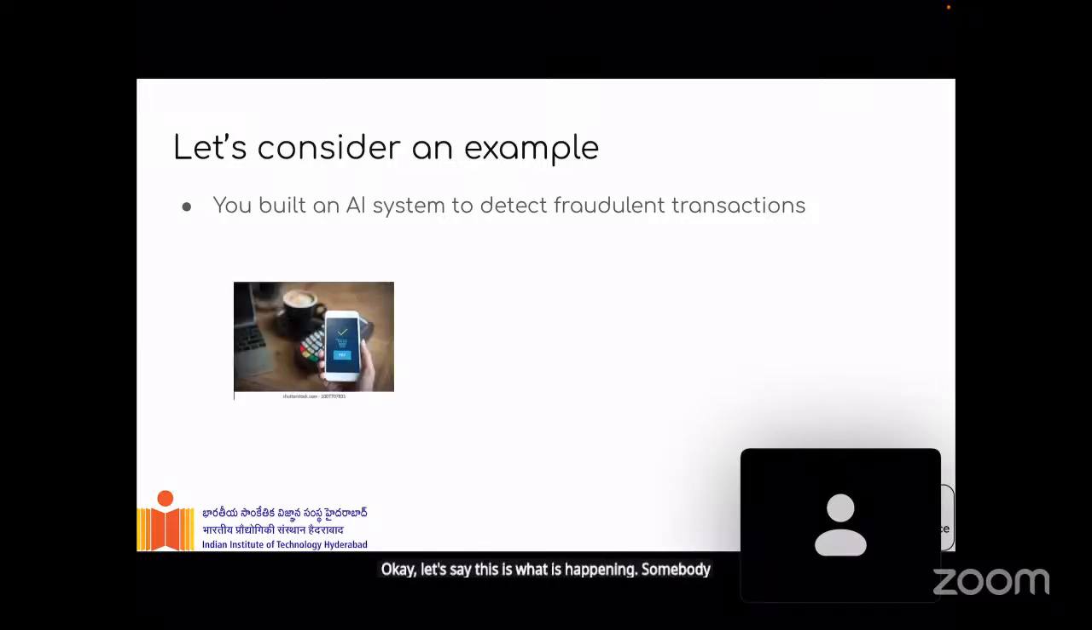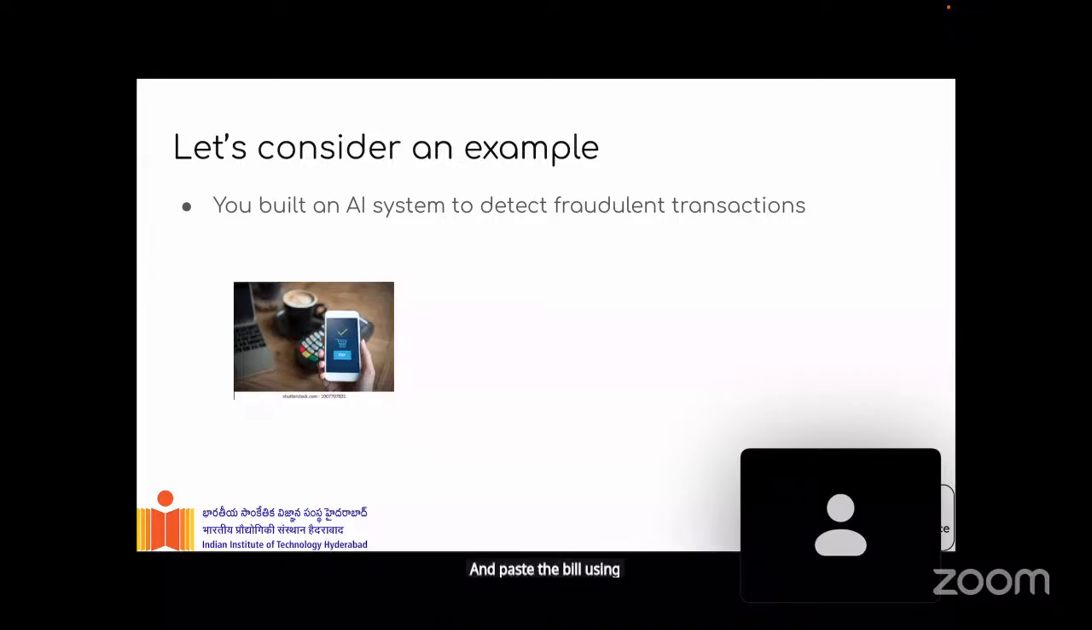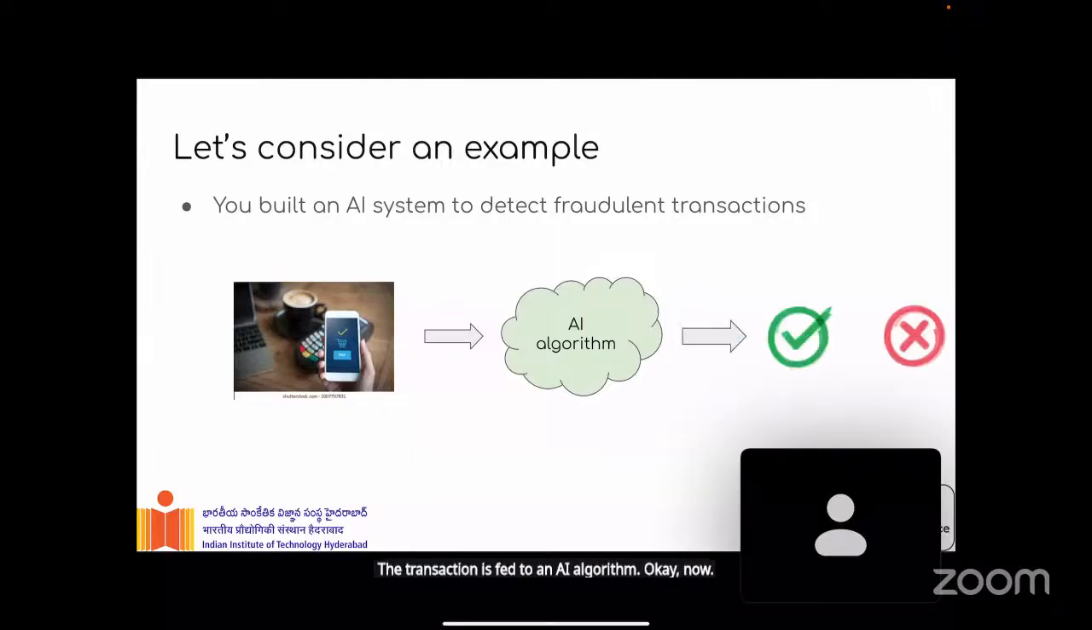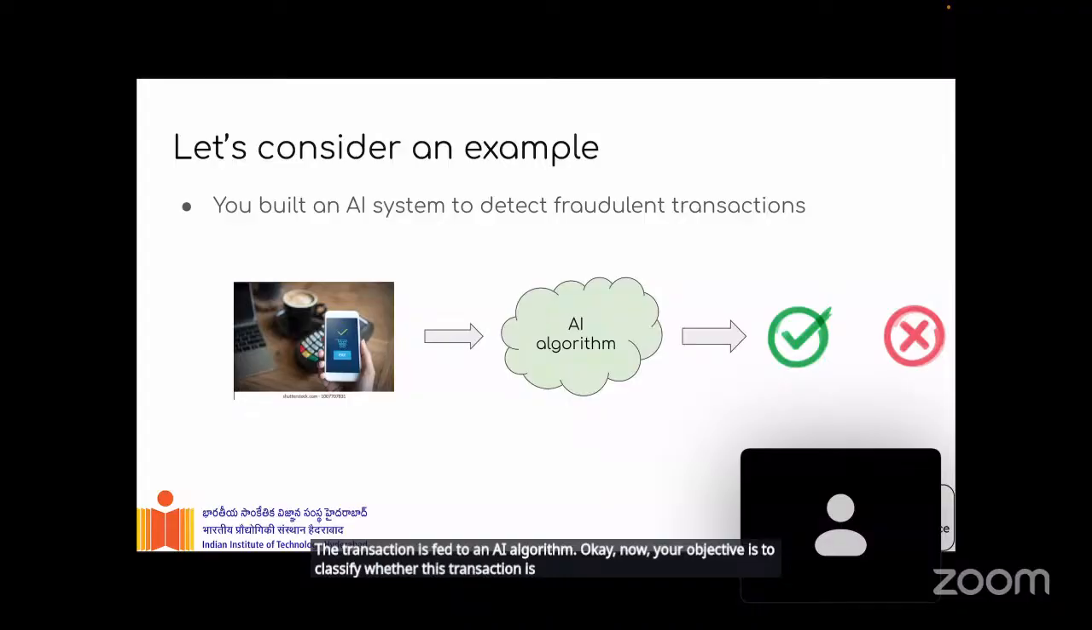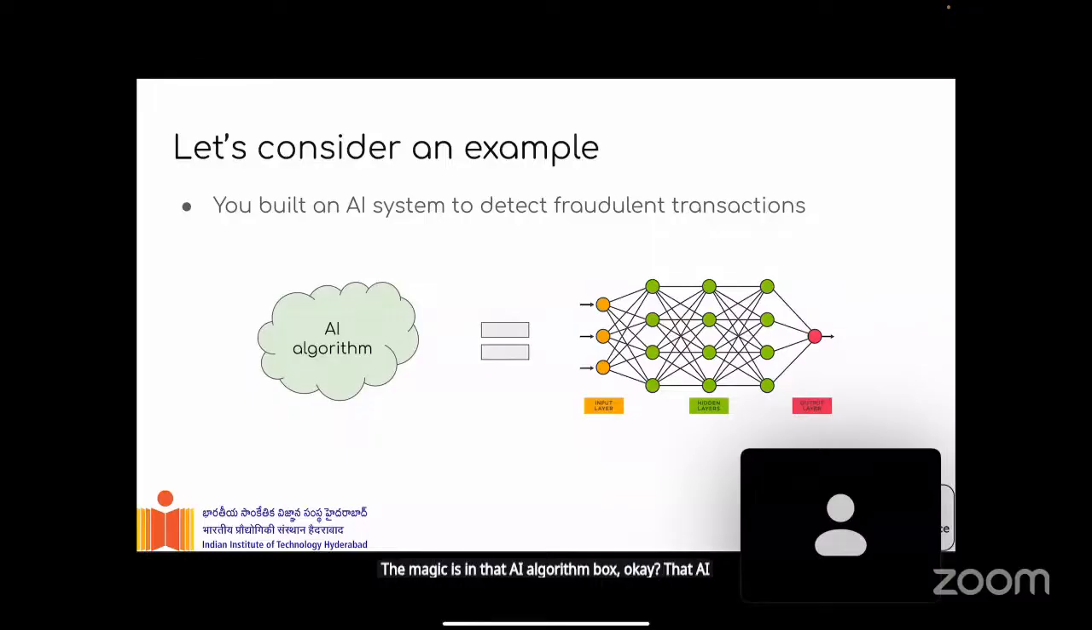Somebody somewhere, some remote corner in India has a coffee and pays the bill using the UPI app. Okay, the transaction is fed to an AI algorithm. Now your objective is to classify whether this transaction is fraudulent or genuine. So this is the system you built. The magic is in that AI algorithm box. That AI algorithm can be anything.